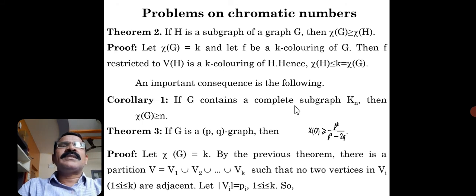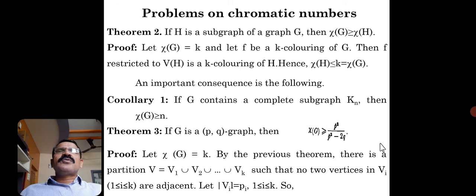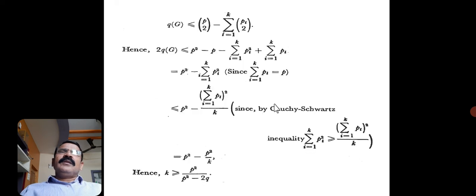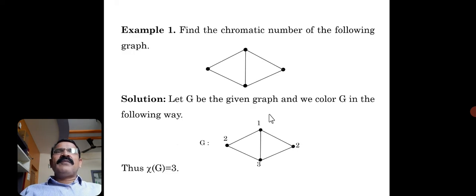Now we try to consider some examples based on the chromatic number of some graphs. Let me consider some examples. Suppose I ask you to find the chromatic number of the following graph, it is just K4 minus x, we can say. K4 is a complete graph with 4 vertices and one edge is deleted from that. So it is like K4 minus x. So what would be the chromatic number of this graph?